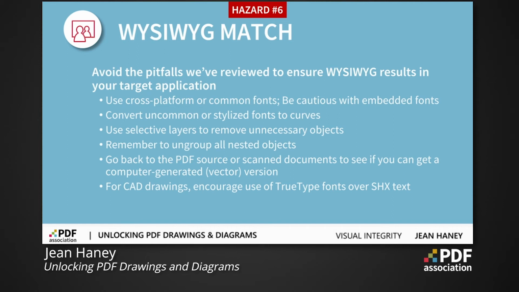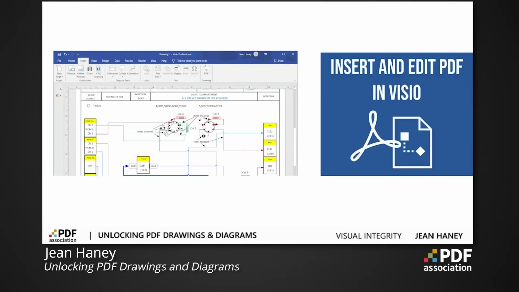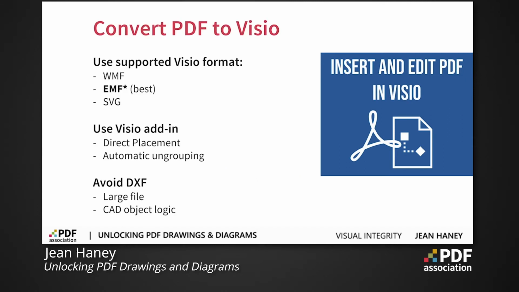To wrap up, let's look at some real-life examples of using PDF graphics in Visio, PowerPoint, and on the web as SVG. Let's start with Visio. Floor plans and network diagrams are regularly shared as PDF files. In order to reuse these graphics, the PDF must be converted to a vector format. Visio can digest WMF, EMF, SVG, DXF, and DWG.